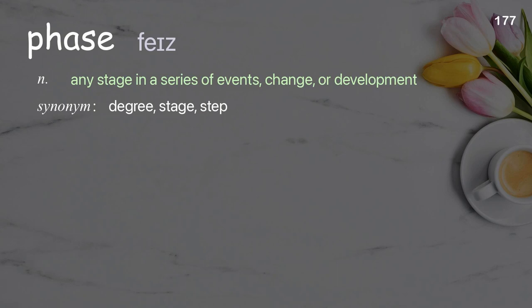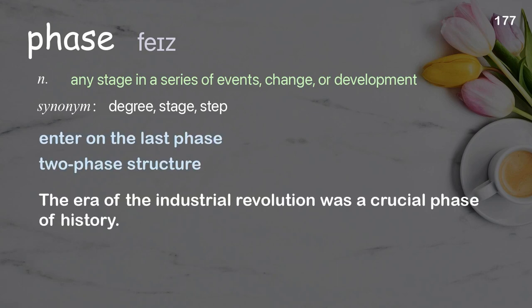Phase: any stage in a series of events, change, or development. Examples: enter on the last phase, two-phase structure. The era of the Industrial Revolution was a crucial phase of history.